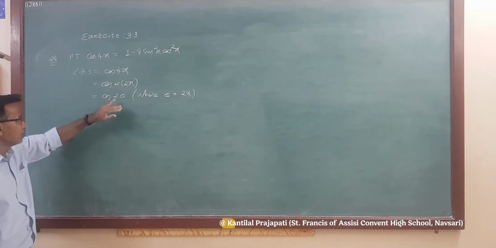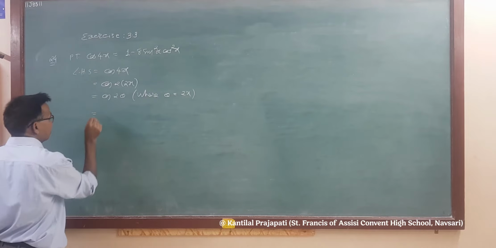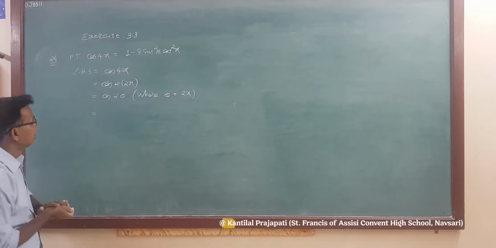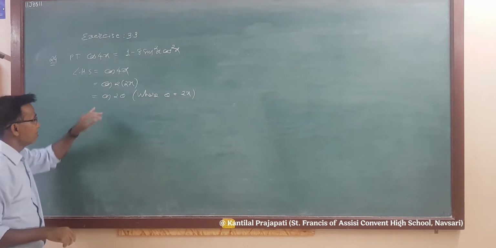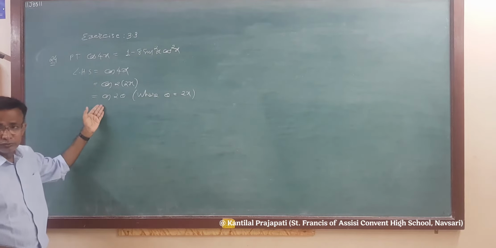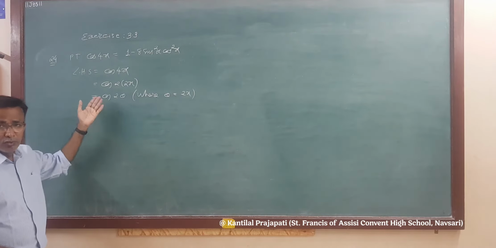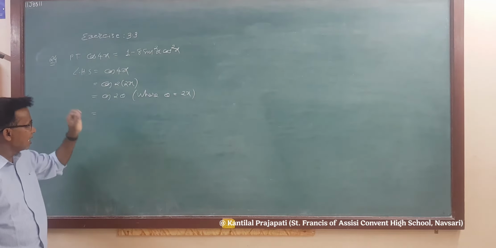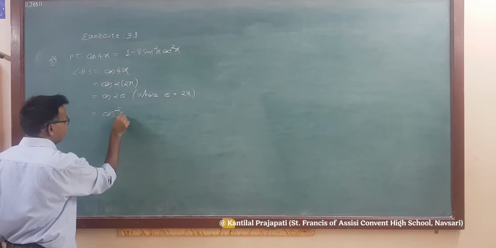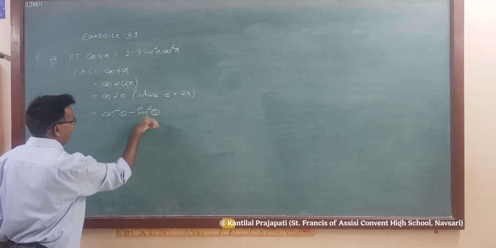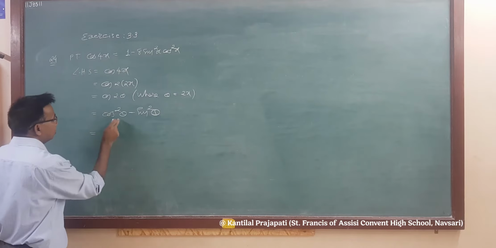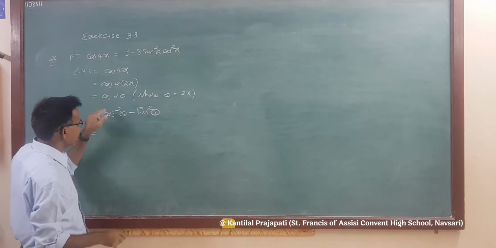And we suppose 2x is equal to theta, and for cos 2 theta we write cos square theta minus sin square theta. Cos 2 theta is cos square theta minus sin square theta, or 2 cos square theta minus 1, or 1 minus 2 sin square theta. You can use any one formula. So I apply here cos square theta minus sin square theta. This is the identity.